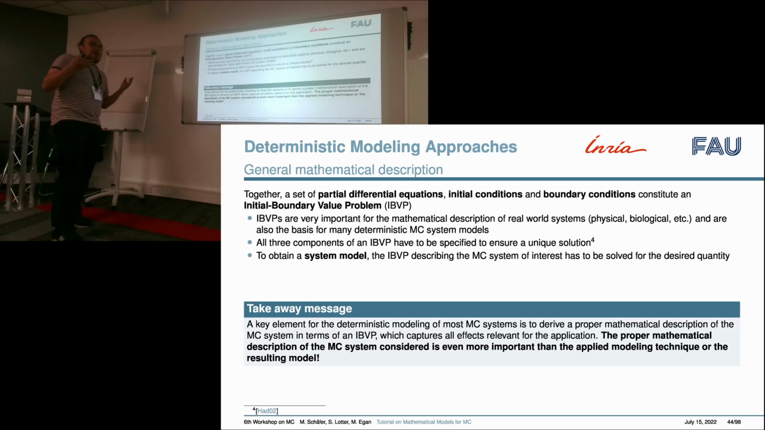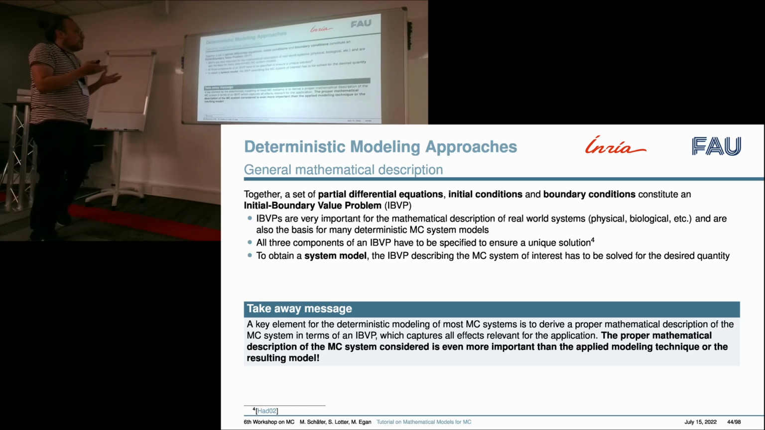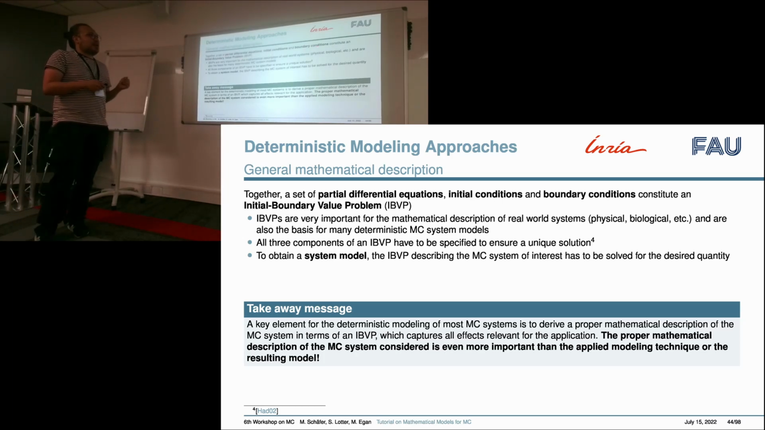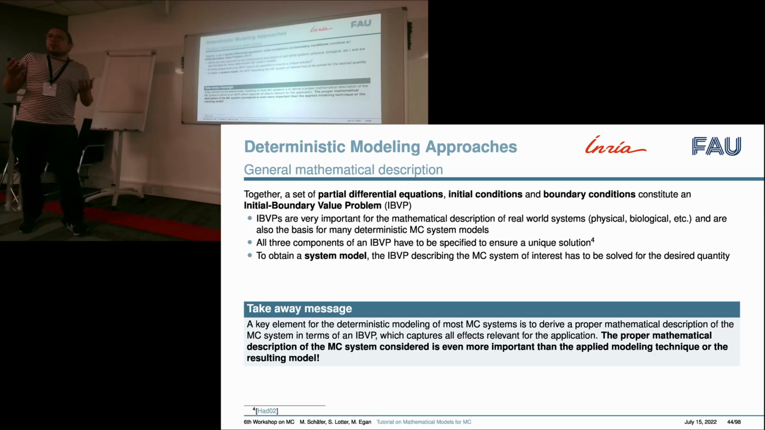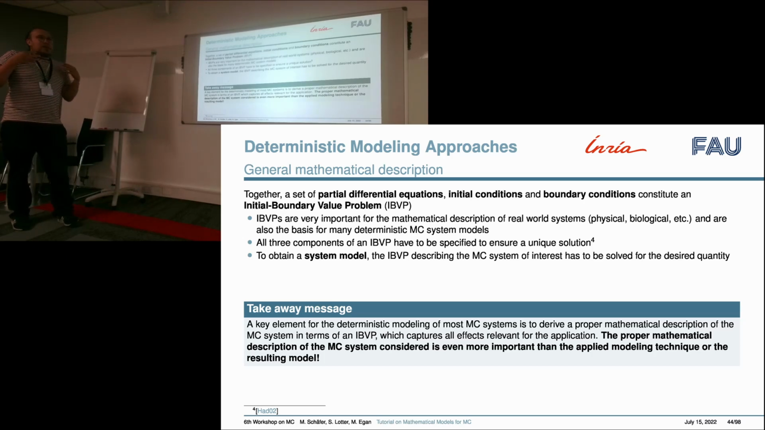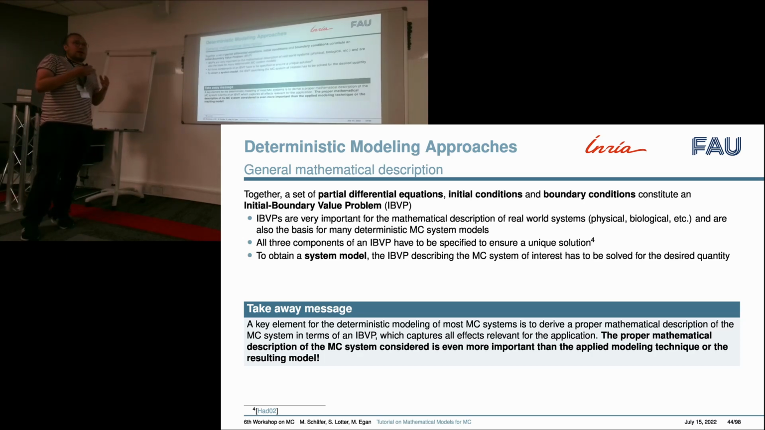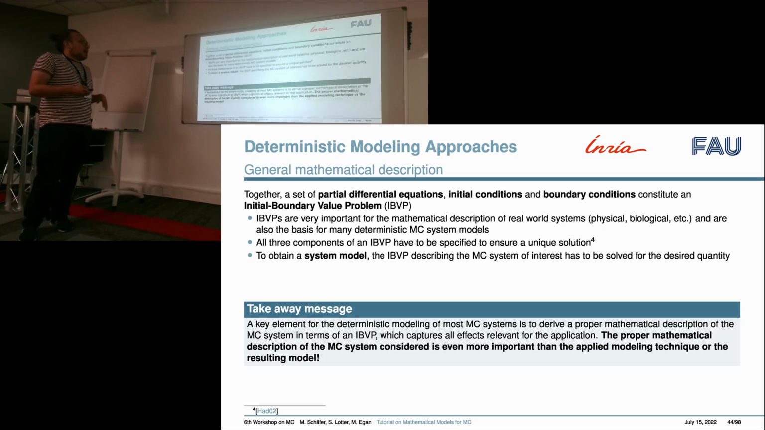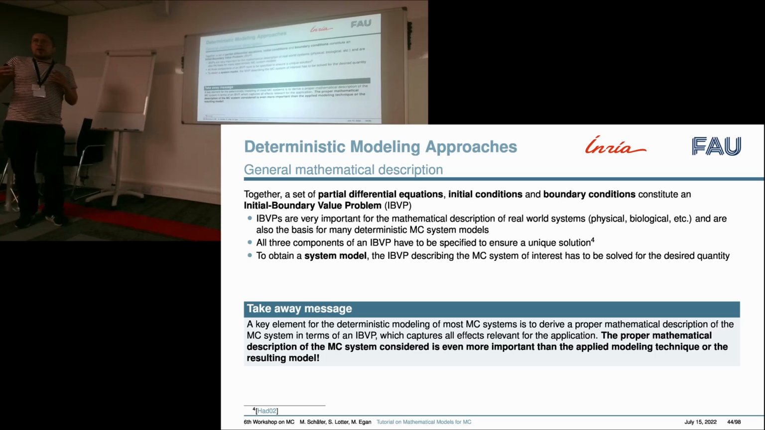Okay, so now to conclude this mathematical description part, we need a partial differential equation, an initial condition, and a boundary condition. This constitutes a so-called initial boundary value problem. These are very important mathematical descriptions of real-world systems. It doesn't matter if it's biological, physical, or something else. It's used basically everywhere. And all these three components have to be there to provide a unique solution to this problem.